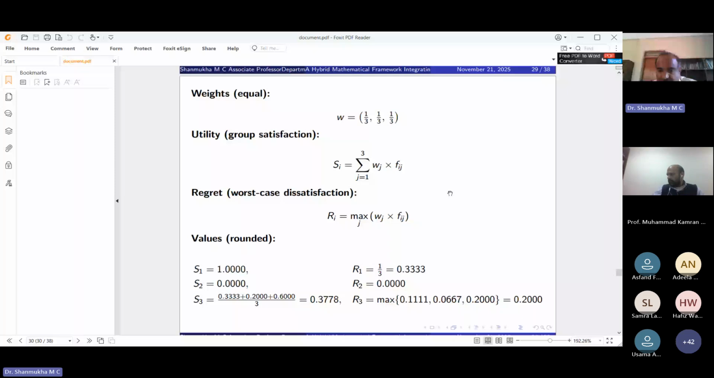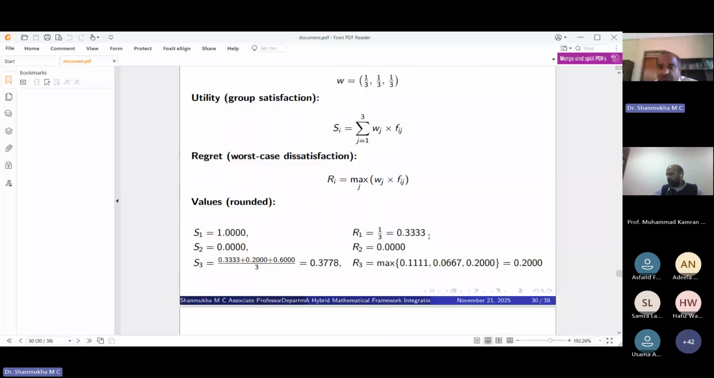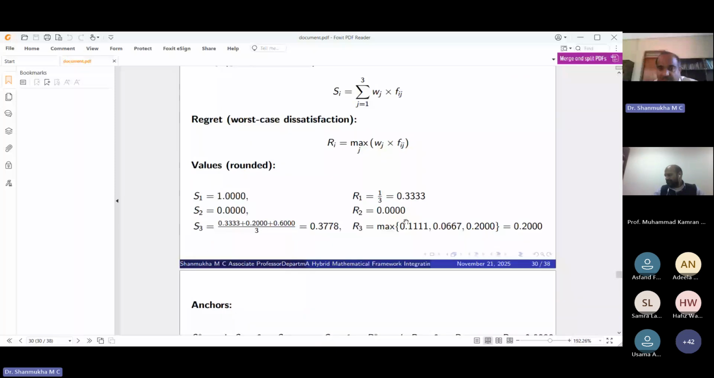Maximum value of S1 is 1 only; 1 with 1 upon 3 is equal to 1 upon 3 only. Value of R1 is equal to 1 upon 3. Then we move on to R2, maximum value of R2 is 0 only, so 0 into 1 upon 3 is equal to 0 only.